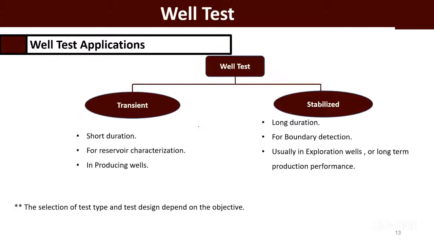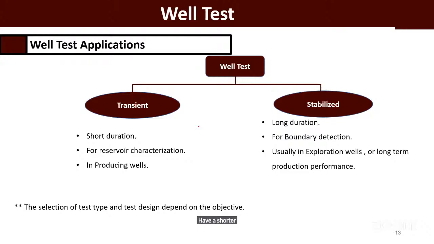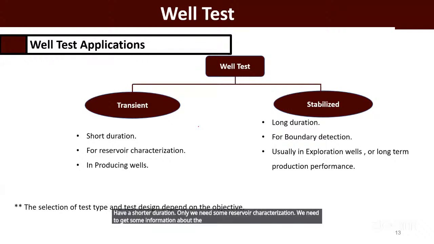So we have basically two types of well test, transient type and stabilized type. The main difference between them is the duration. The transient type has a short duration. We only need some reservoir characterization. We need to get some information about the permeability, the skin, and so on, and it's done in development wells.